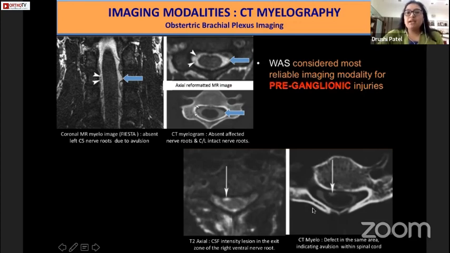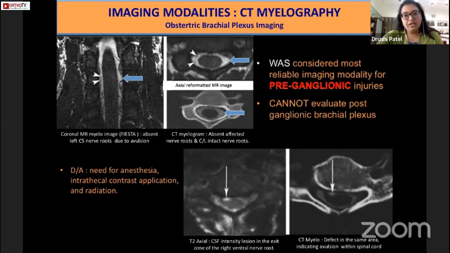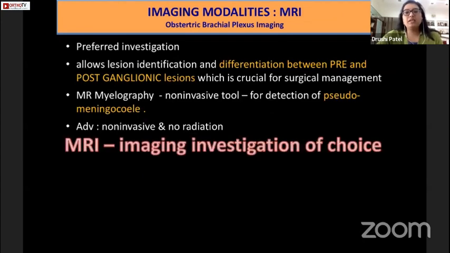But CT myelography can evaluate only preganglionic injuries. It cannot evaluate the postganglionic brachial plexus. That's a limitation. Besides that, it will require anesthesia, intrathecal contrast, and since it's CT, there will be radiation. And it's known to cause false positive and false negative results. This brings us to MR, which is now the imaging investigation of choice. It allows differentiation of the lesion between pre- and postganglionic injuries. MR myelography is a non-invasive tool for detection of pseudomeningoceles, and there is no risk of radiation.